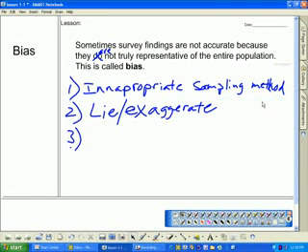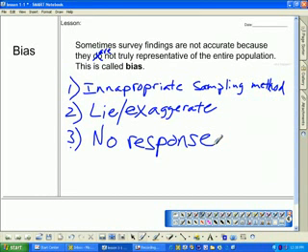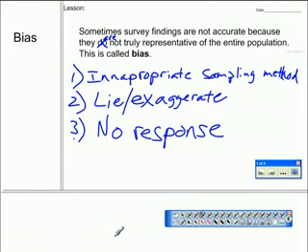And the third one, Brittany, you are right on the money. No response. People don't answer. You may not answer the phone, so you may not get a true representation of the entire population. No response on that. You usually just hang up on them.